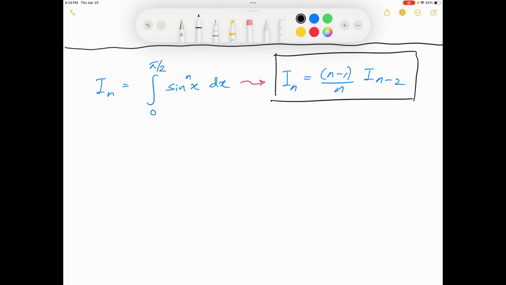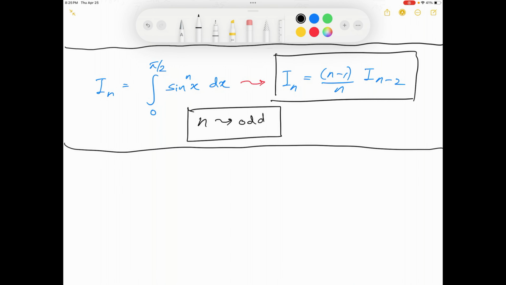Alright, now we will see how to use this nicer reduction formula. Remember, we are going to discuss the case where n is odd for the discussion today. Tomorrow we will discuss the case where n is even. Alright, what's the smallest possible odd number for n?